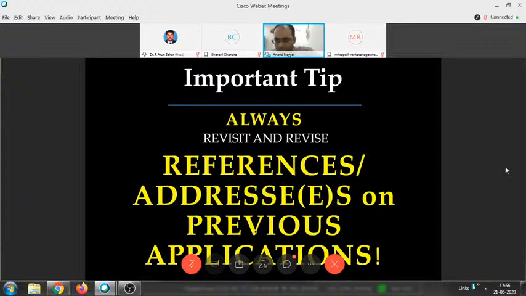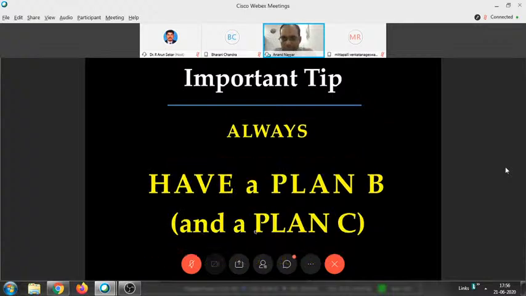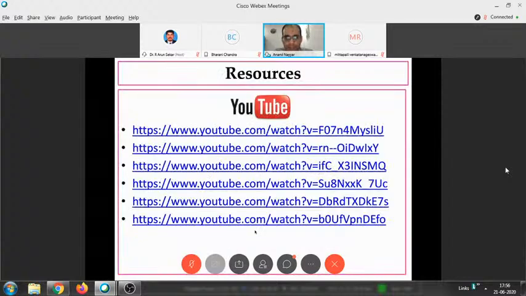The other person is already in a position. You are finding the job, the other person is not finding the job. So be present, be the best of yourself, and always have a plan B and plan C. If I'm applying for a research professor, no problem. If they don't agree, I can become a postdoc fellow, or I can be a teaching assistant. Always have a plan B and plan C. And that's what we have to see: short, supported by evidence, unique and memorable, connected, confident, factual, coherent, and everything should be there in terms of research.